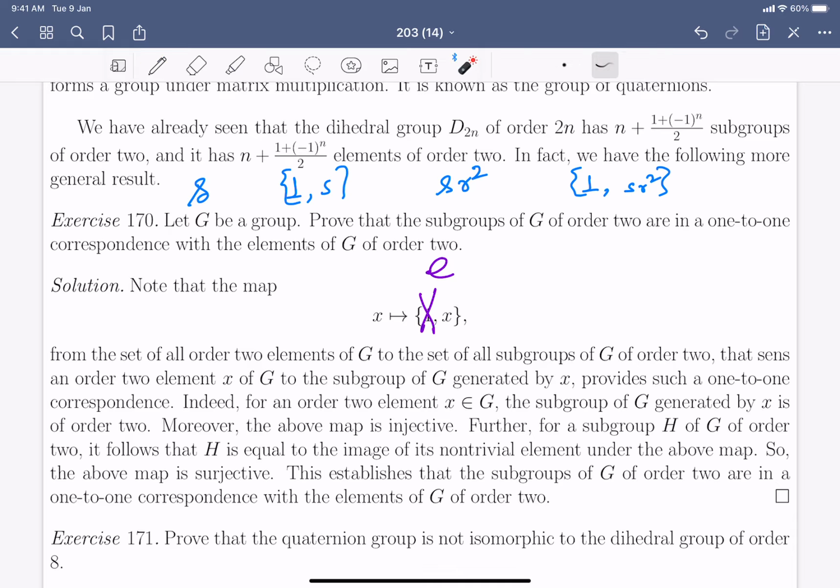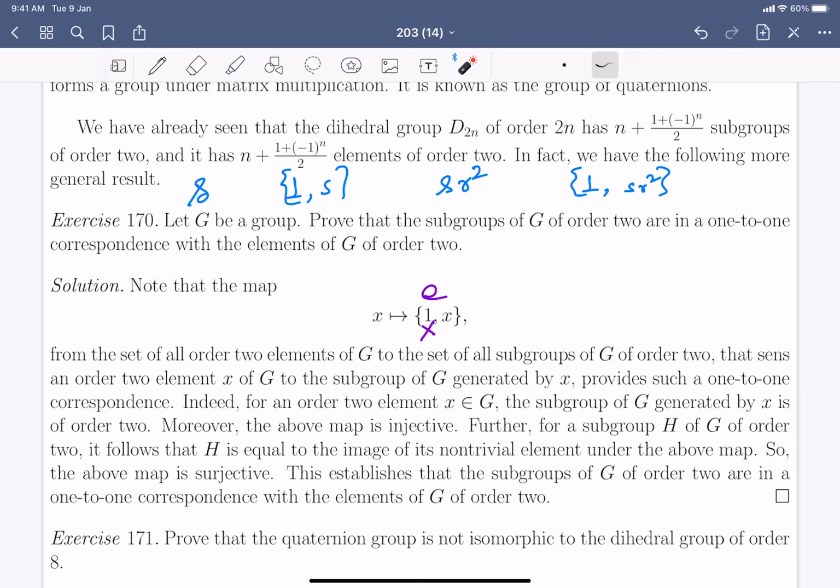Give me a moment, let me make this a bit clearer. Let me put a cross here so that you can see what I'm cancelling out. So you put an E, the identity element. So we look at the subgroup of G generated by the element X.